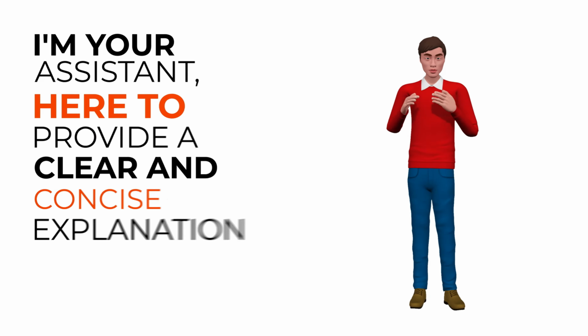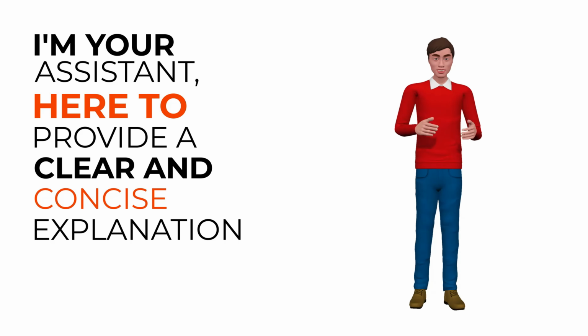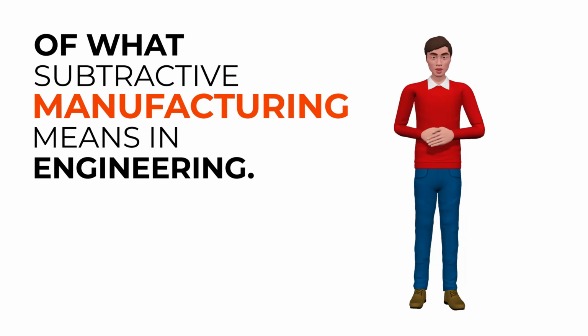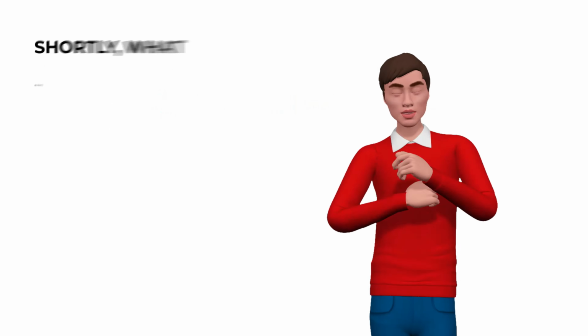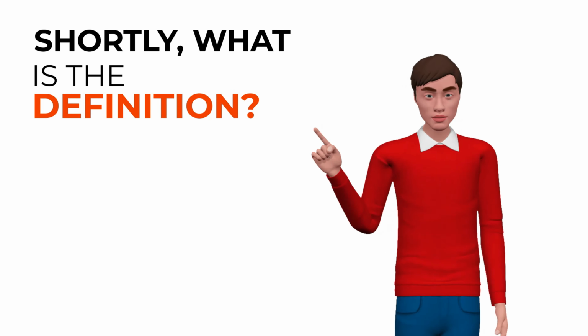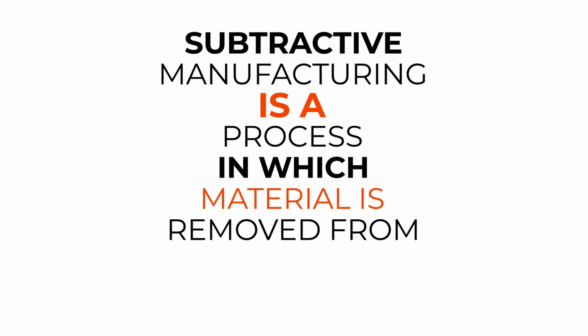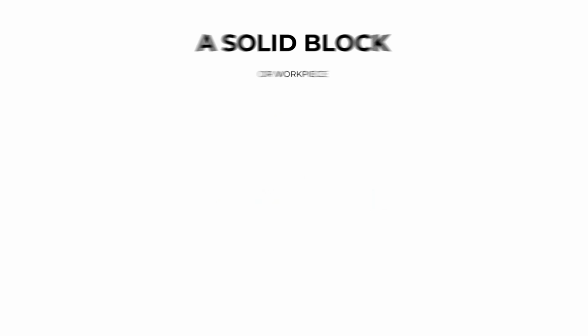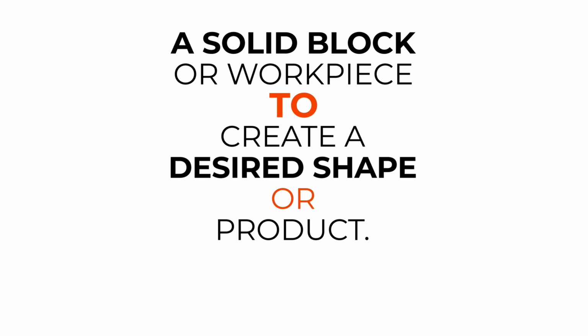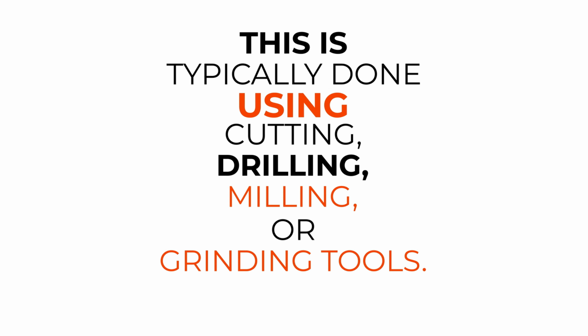I'm your assistant, here to provide a clear and concise explanation of what subtractive manufacturing means in engineering. Shortly, what is the definition? Subtractive manufacturing is a process in which material is removed from a solid block or workpiece to create a desired shape or product. This is typically done using cutting, drilling, milling, or grinding tools.